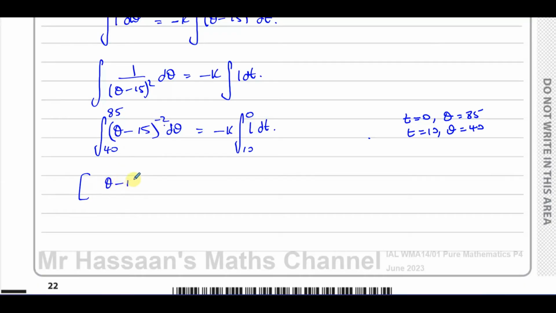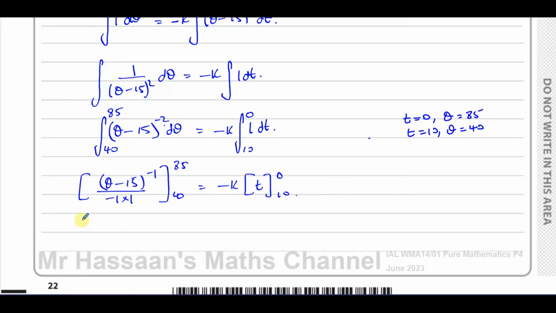So you have theta minus 15 to the power of negative 1 divided by negative 1 multiplied by 1. Doesn't make a difference there. The differential was inside the function. And you're going to have your limits 85 and 40. And on this side, you're going to have minus k times t, and you're going to have 0 and 10. No need to put the plus c now.